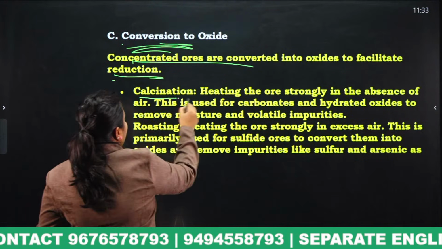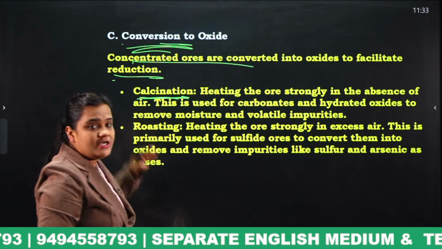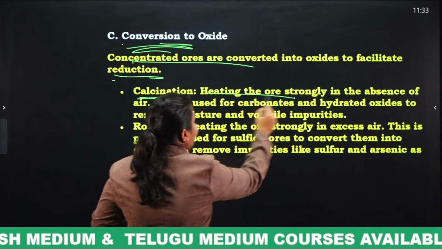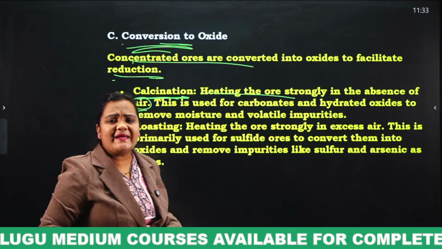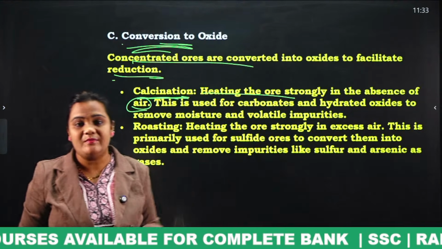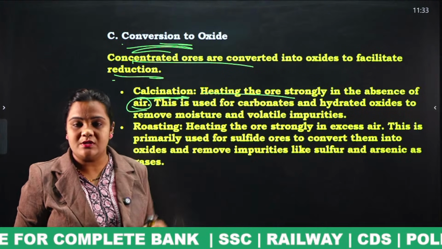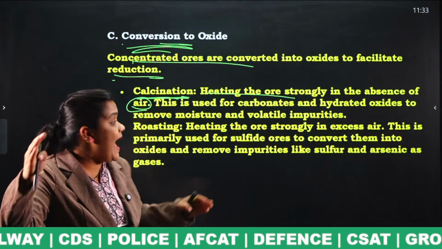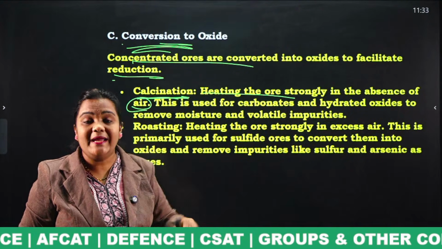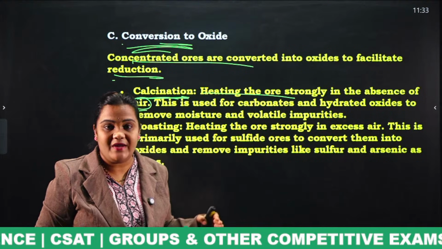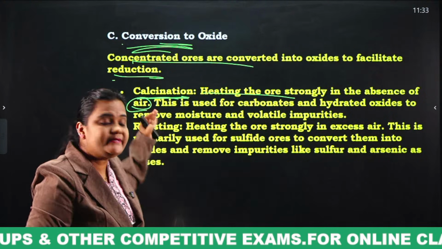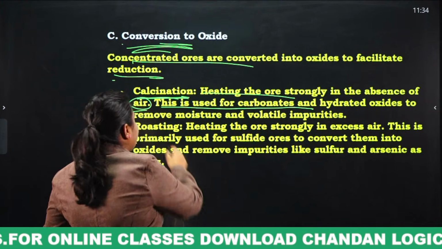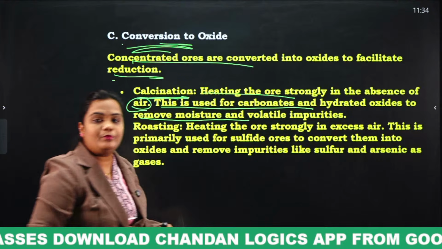So in this conversion to oxide, one of the methods is calcination: heating the ore strongly in the absence of air. What do you mean by calcination, students? We have discussed many times when we went through MCQs. What do you mean by calcination? Nothing but heating the ore in the absence of air. If we heat the ore in the absence of air, that process is considered as what, students? Calcination. This is used for carbonates and hydrated oxides to remove moisture and volatile impurities.